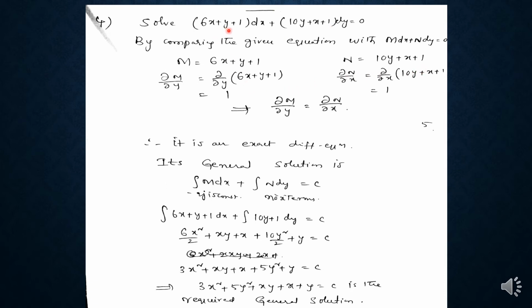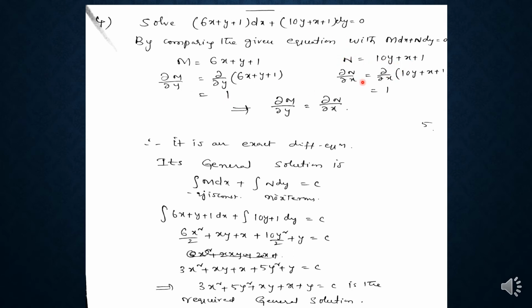So dou M by dou y is equal to, now find the partial derivative with respect to y of 6x plus y plus 1. Dou by dou y of 6x, here x is a constant, so the first term becomes 0, plus dou by dou y of y, that is 1, plus dou by dou y of 1 is 0, so that is equal to 1. Dou M by dou y is equal to 1.